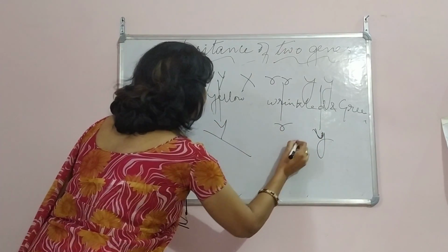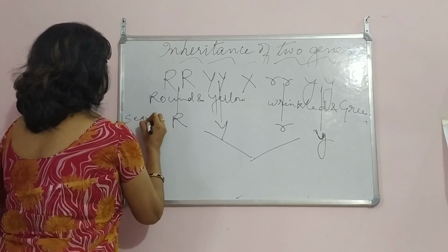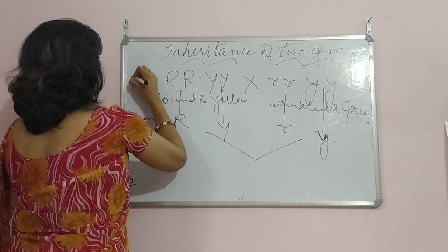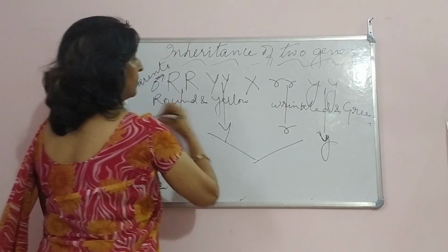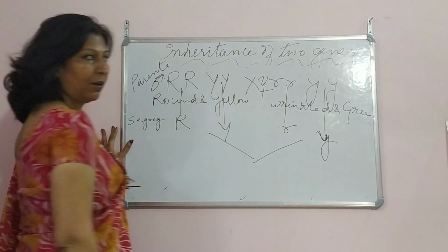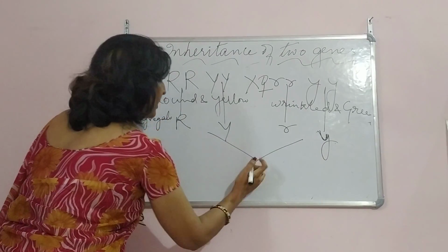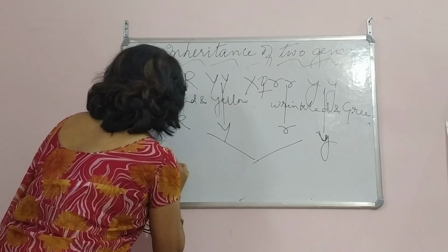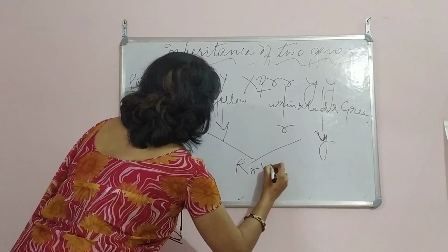So together when it comes for F1 generation, this is segregation. Okay, here the segregation, here this is parents. You can take as. Got it? So after segregation, okay, we have the zygote, we have the F1 generation. In F1 generation, what do we have? Capital R, small r, capital Y, small y.